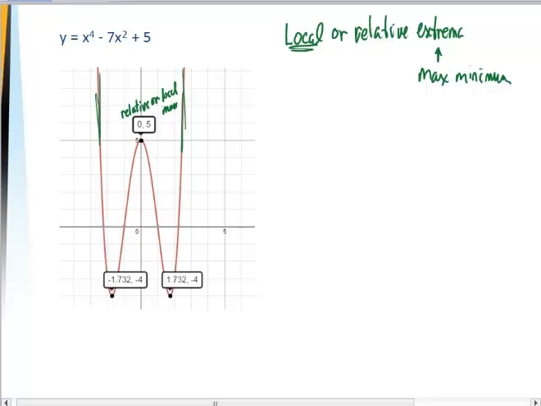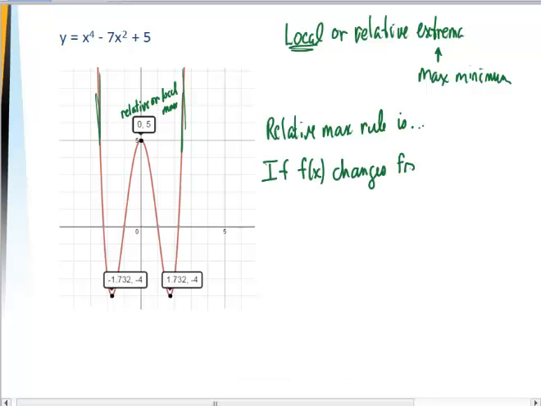So what's the rule for this? How do we come up with this? Well, the relative max rule is the following. If f of x changes from increasing to decreasing, then you definitely have a local max, or a relative max.